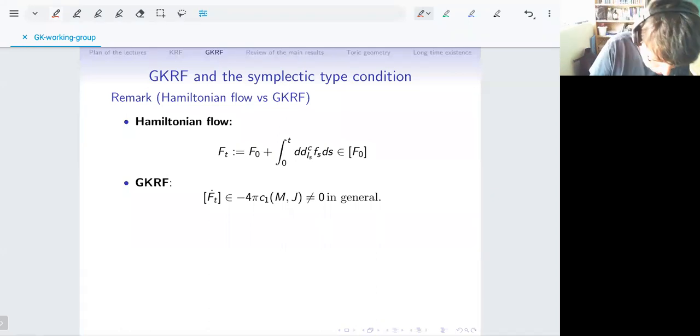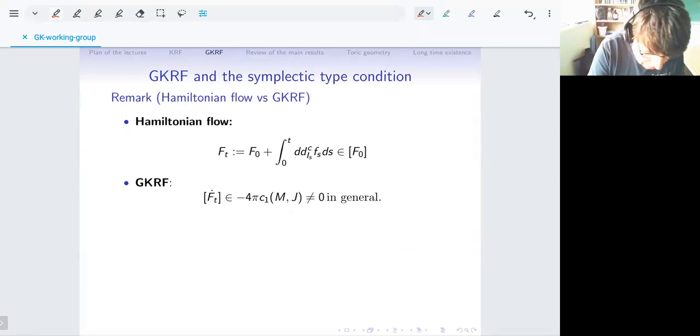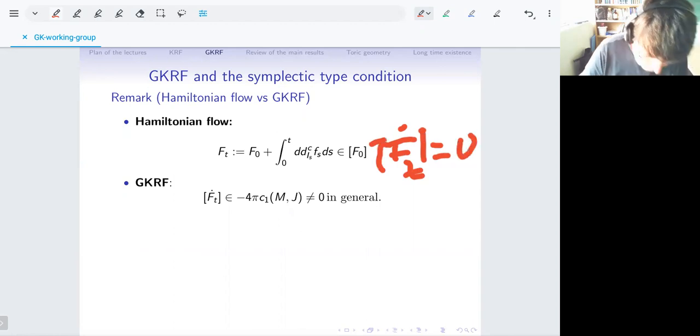just because of proposition 1, the de Rham class of the derivative of ft will be a constant minus 4p times c1 of j. This is because of the previous proposition. And if that guy is non-zero, ft dot will be non-zero. Whereas here you see that f dot is easier. So yeah, you kind of win and lose.